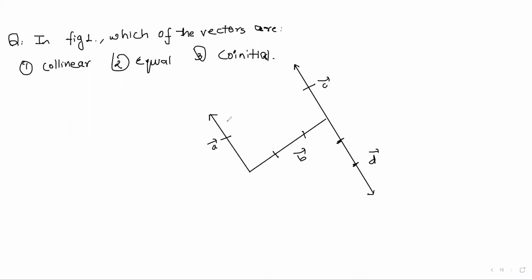Collinear vectors are A, C, and D. If I draw a line here like this, then A is parallel to this line, C is parallel to this line, and D is also parallel to this line. So collinear vectors are A, C, and D. Equal: only B and D are equal, who has given this answer? Sahel, yes, that's correct. Equal vectors are A and C, only A and C, because they have the same magnitude and direction.